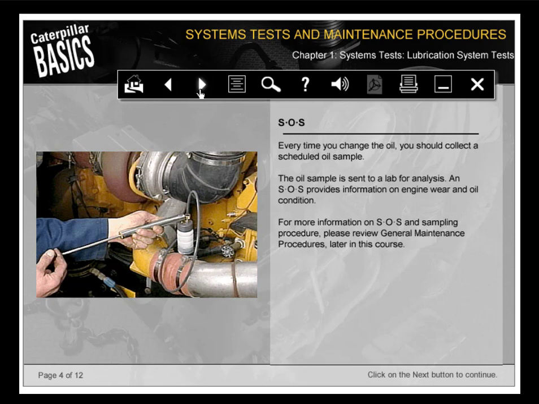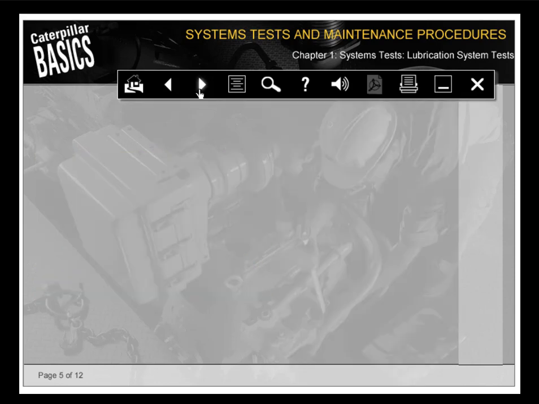Every time you change the oil, you should collect a scheduled oil sample, SOS. The oil sample is sent to a lab for analysis. An SOS provides information on engine wear and oil condition. For more information on SOS and sampling procedure, please review General Maintenance Procedures later in this course.